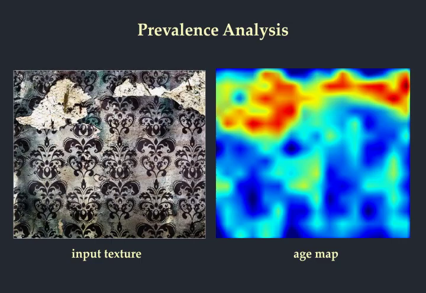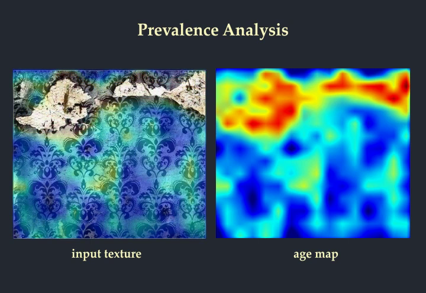We use this idea to perform a prevalence analysis of the image patches and generate a map of the age of each region of the input textures. Note the relation between the weathered region and colors in the age map. Weathered parts are associated with high values, while less weathered parts are labeled with lower values.